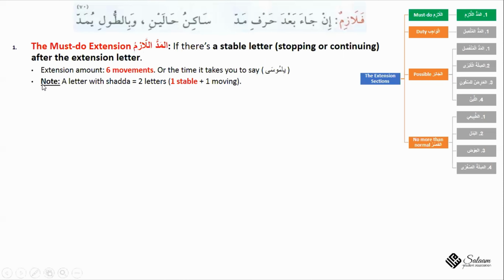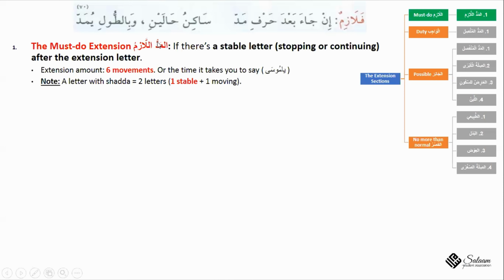There is a note here that we discussed more than one time through the course, that the letter with shadda can be looked at as 2 letters. So if I have ba with shadda, that means that I have 2 letters. The first one is ba sakina, stable, and the second one is moving with the movement on the shadda. Why am I saying this?